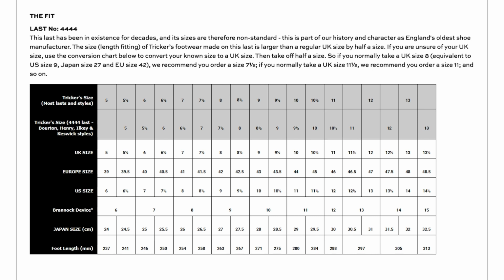Assuming that Martin knows his foot length is 286 millimetres, he traces along the 8th row until he finds 286 lies between 284 and 288. He must take the larger size, 288. From 288, he traces up to the 2nd row, because it's a 4444 last, to find that his Tricker's size is 10.5. So Martin would order his Bourton country shoe in a Tricker's size 10.5.